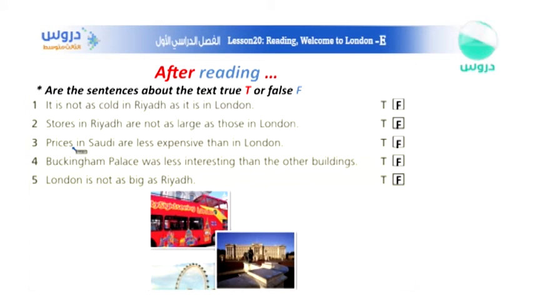Okay. So what do you think of this? Prices in Saudi Arabia are less expensive than in London. Is that true or false? True? True? What about you, Anas? Anas, hello, can you hear me, Anas? Anas? It's okay.